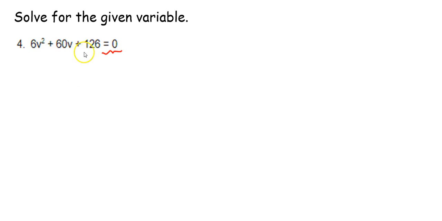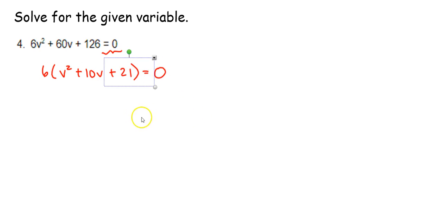So in this case, it looks like 6 is going to be the greatest common factor. So that's 6 times, and then what's left over for the first term is a v squared. The second term looks like this. It's a 10v, and then the third term is a 21, and that's still equal to 0.